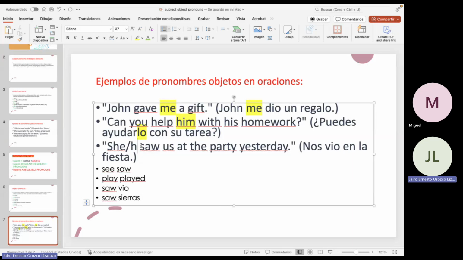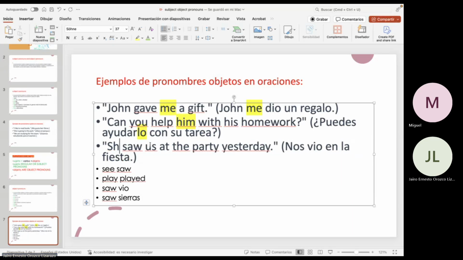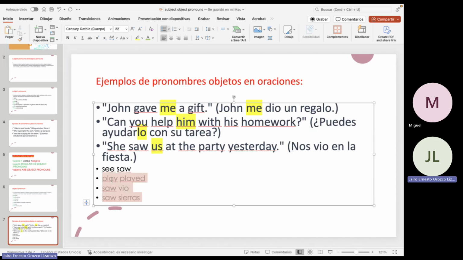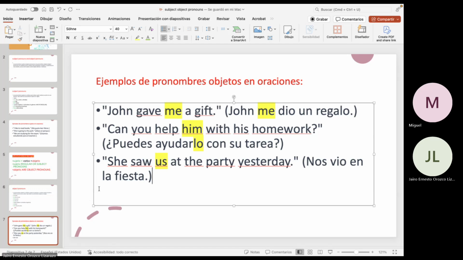Let's use: she saw us at the party yesterday. What is this us? The object pronoun is nos in Spanish, right? She saw us at the party yesterday. Nos vio. Saw us, nos vio. Okay.